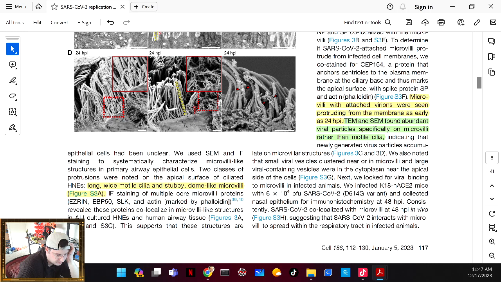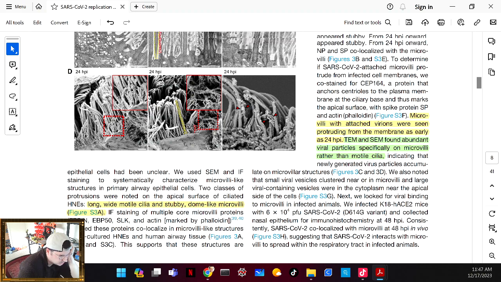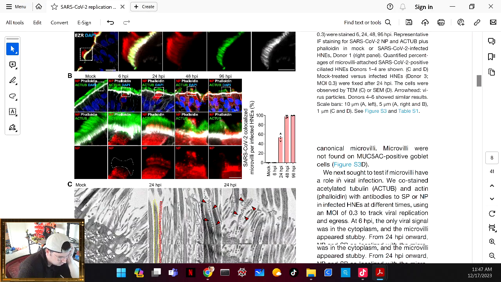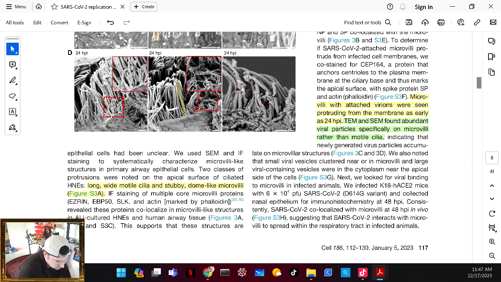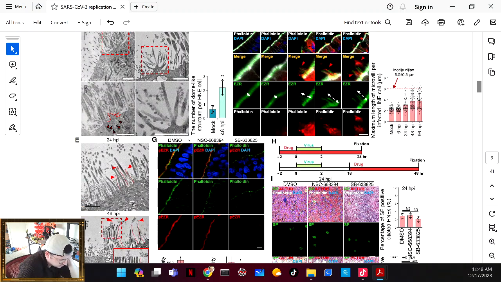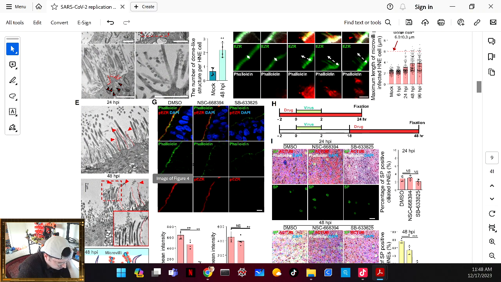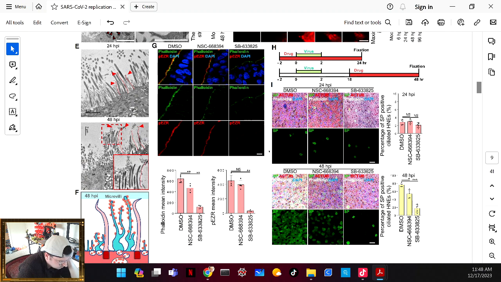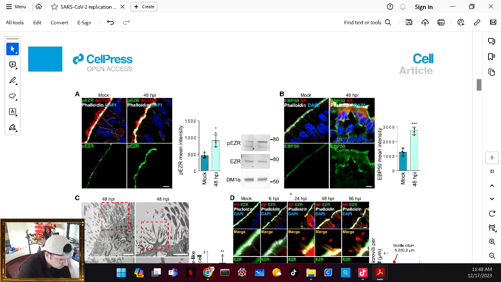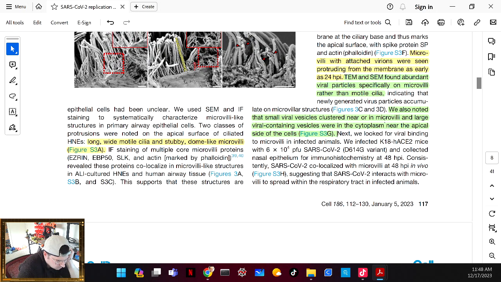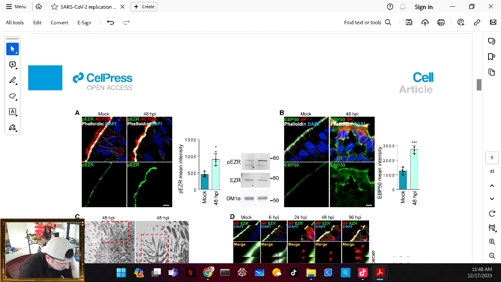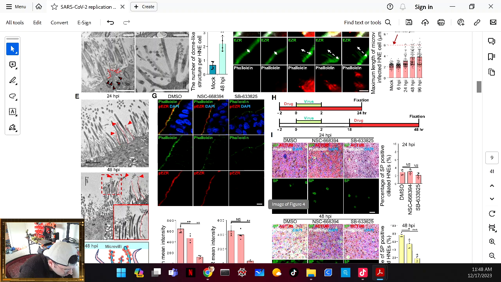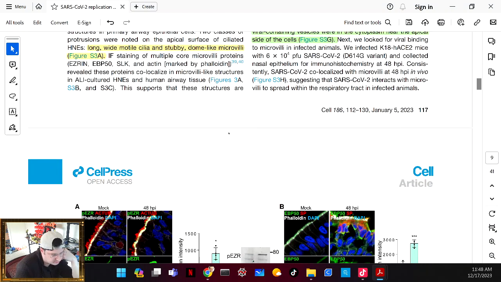We also noted that small viral vesicles clustered near the microvilli and large virus-containing vesicles were in the cytoplasm near that side of the cells. Figure S3G. That's probably on the next page. S3G. I guess I'll just take their word for it. I can't really tell from their pictures.